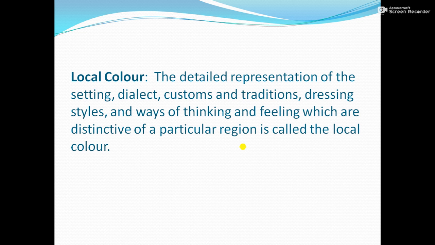So let's see the description or a kind of definition of local color. The words local and color tell much about this particular element. The detailed representation of setting, dialect, customs and traditions, dressing styles and ways of thinking and feeling which are distinctive of a particular region is called the local color. Let's discuss this definition in detail.